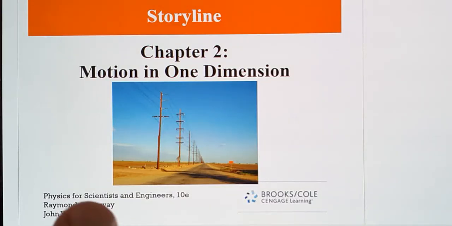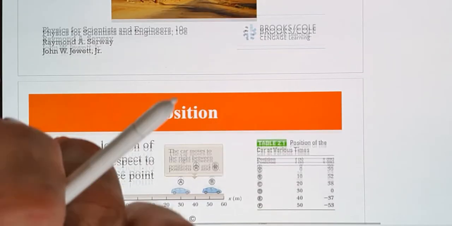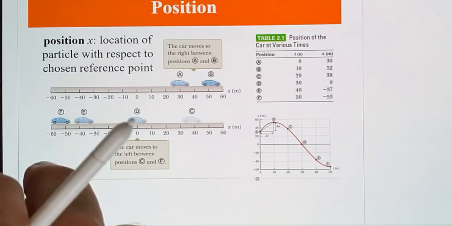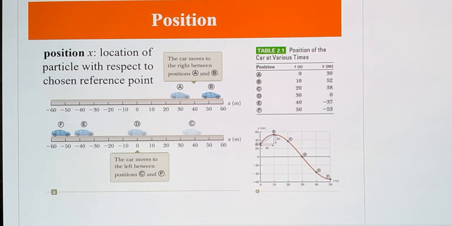Chapter 2, motion in one dimension. So we start this chapter with this example. Pay attention with me, because with this example we are going to do most of the illustration.